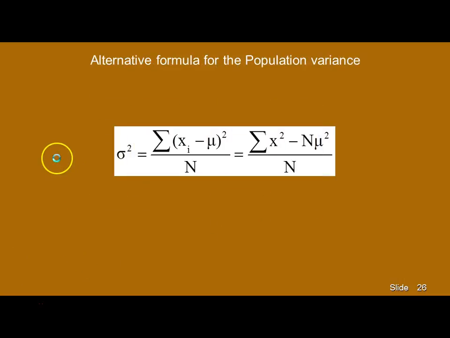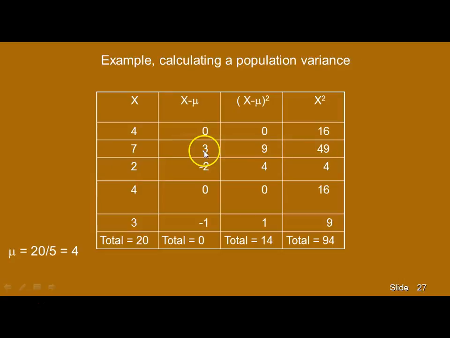Then again, using the first formula, let me go back to the formula. Using this first formula, after you have the mean, you have to find all the deviations from the mean, x_i minus mu. So I've got a column here for x minus mu. 4 minus 4 is 0. 7 minus 4 is 3. 2 minus 4 is negative 2, etc. Notice, as we said before, those deviations around the mean add up to 0, so that's why we next have to square those deviations around the mean. 0 squared is 0, 3 squared is 9, negative 2 squared is 4, and so on. Those add up to 14.